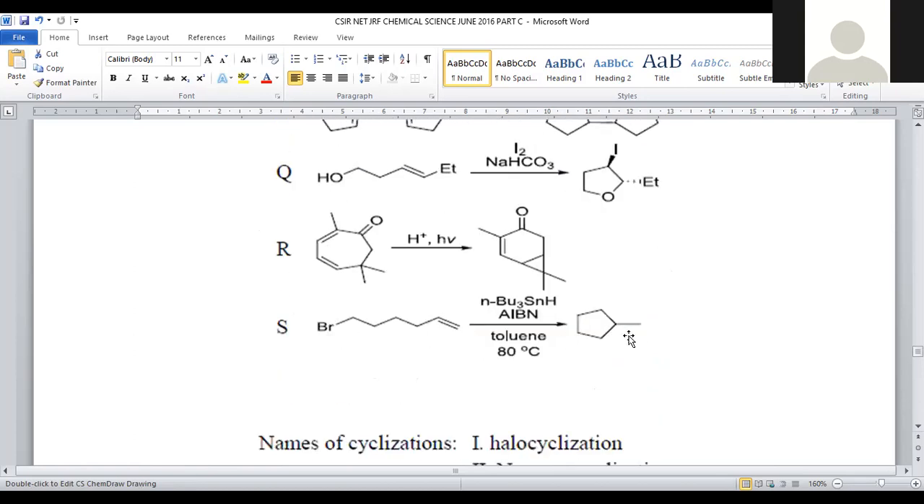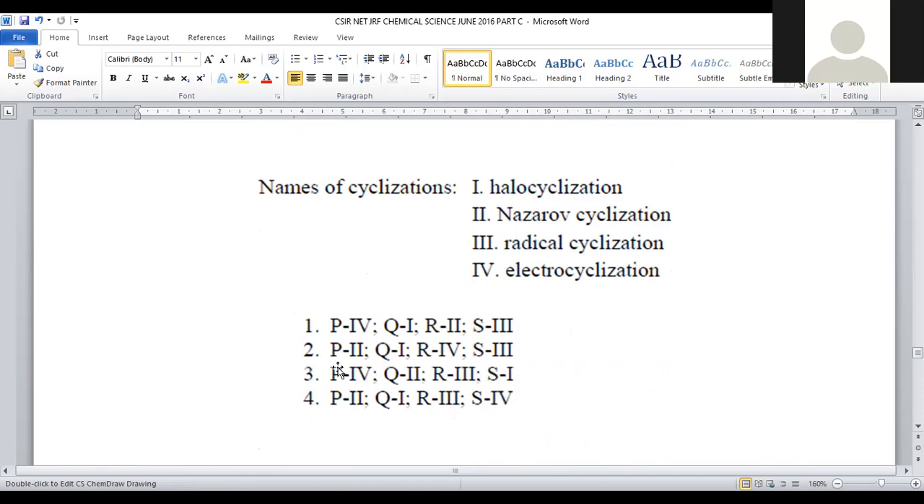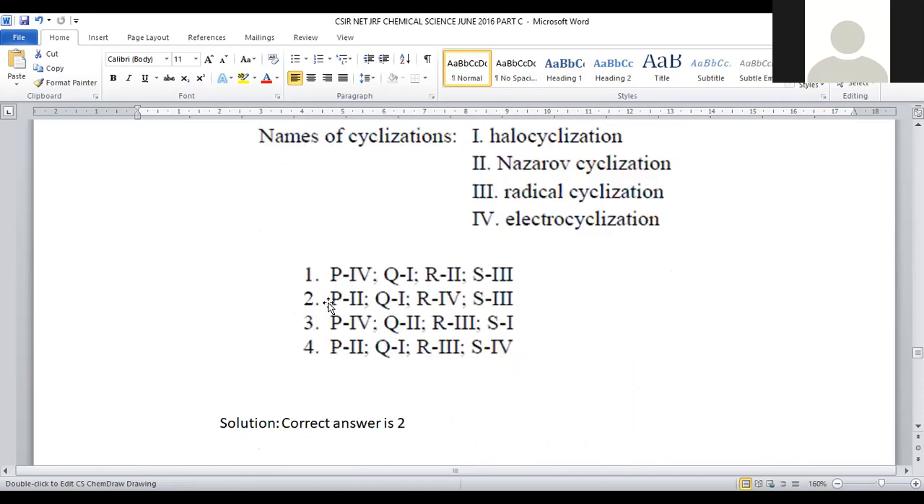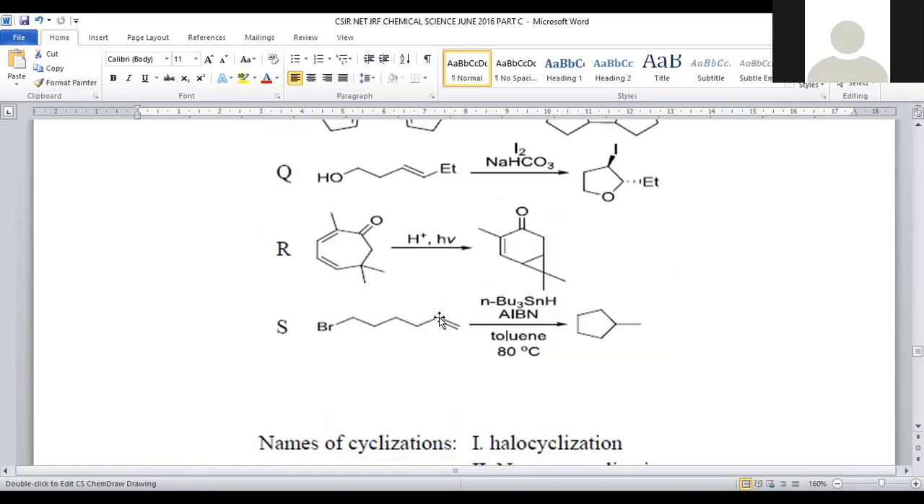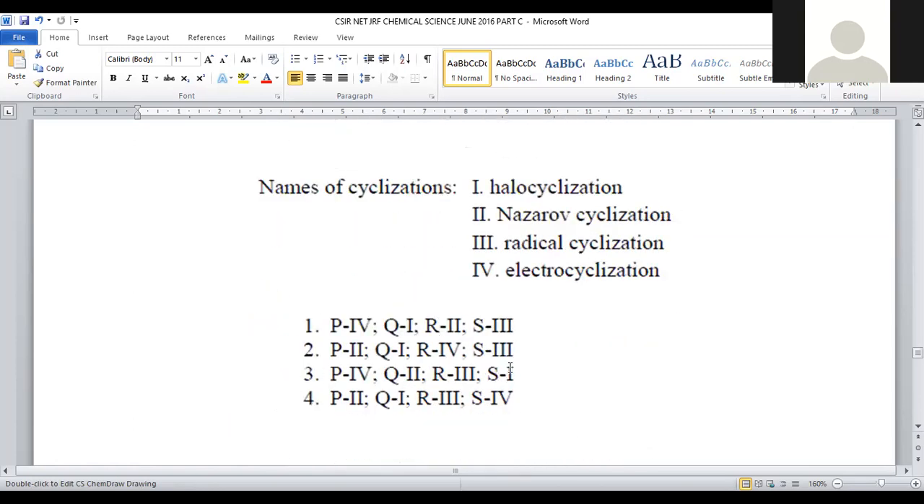Here this S is converted into a 5-membered ring system. This is a kind of radical cyclization. S with 3. So all the options are mapping in option number 2. That's the reason why for question number 107, option number 2 is the correct answer.